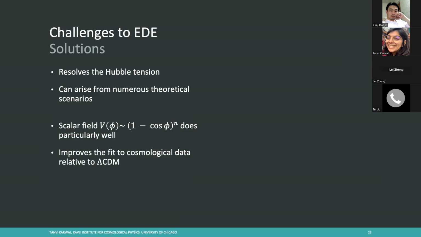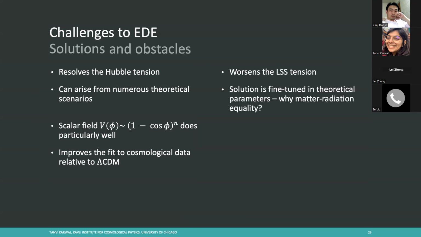So we have many positives of early dark energy, but we also have some hurdles. It resolves one tension, but it slightly worsens the other tension. Although it can arise from several different theoretical scenarios, most of these are still constrained to be injected around matter radiation equality. So we're creating a new coincidence problem, just like late time dark energy. Why does it show up right now? Why does early dark energy show up when it does?